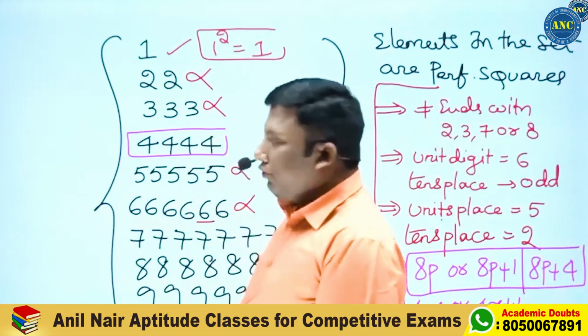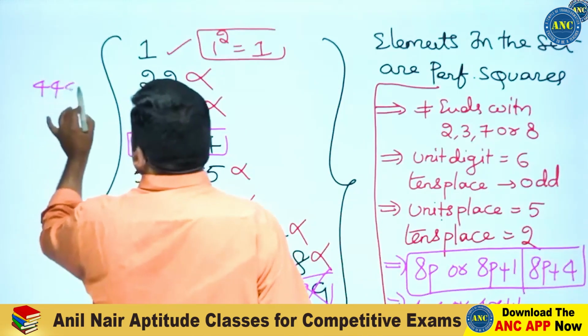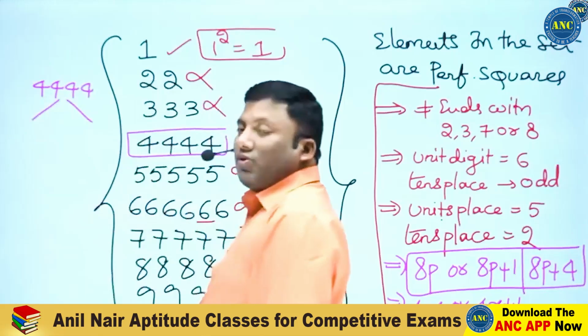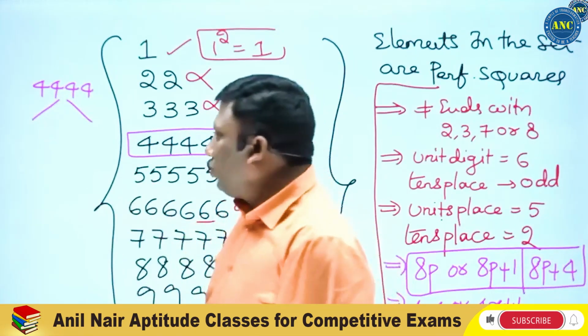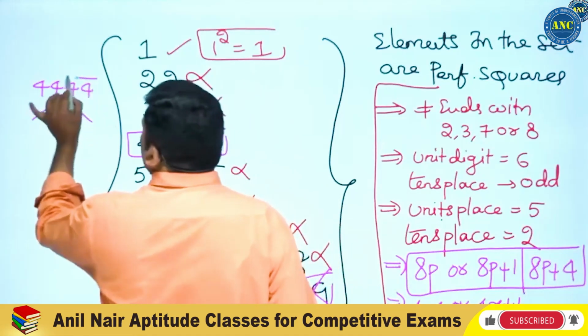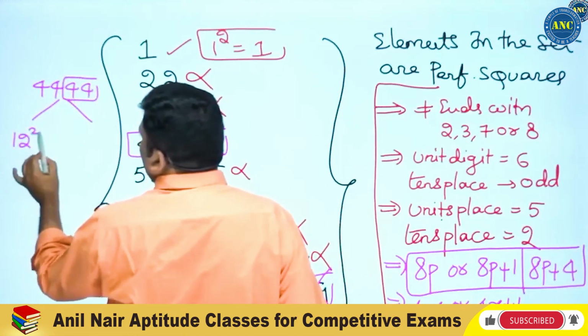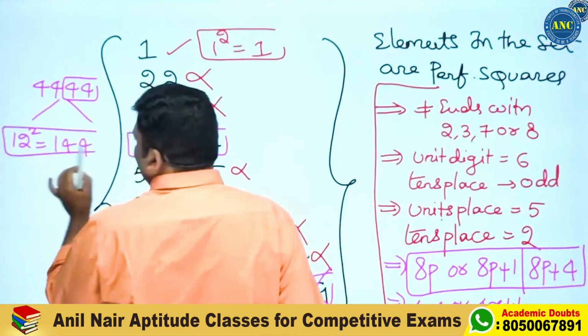So 44444. It lies between which two numbers? It ends with which number? 44. What is the smallest number whose square ends in 44? 12 square is 144.